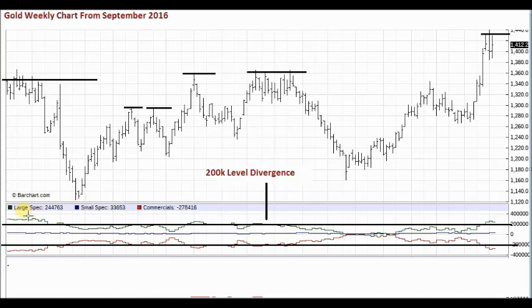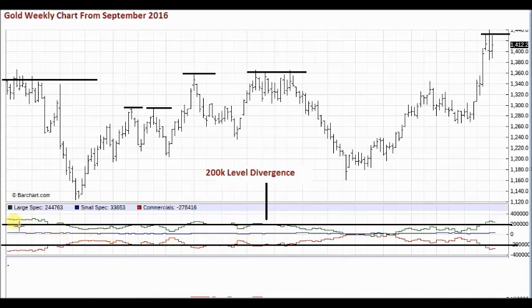We're interested in two groups only: large speculators, the green line; commercials, the smart money, the red line. We're not interested in small specs at all. We're only interested in big money. Okay. Now, in terms of what we want to see is the two groups diverge significantly against each other. Then we're going to go with the smart money more often than not. And in terms of what I've drawn on this chart is a 200k level line for both the speculators and the commercials.